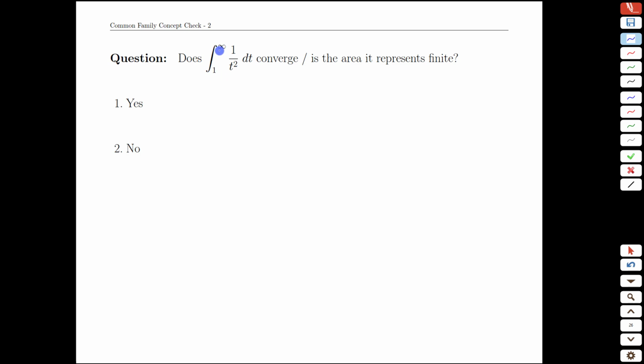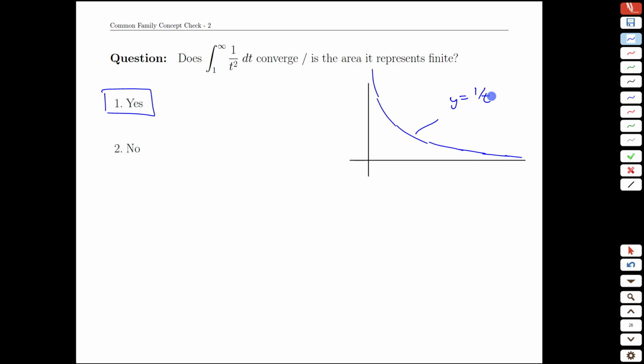Now consider the integral from 1 to infinity of 1 over t squared. Is the area underneath that, or represented by that integral, finite, or does that integral converge? Pause the video and take a moment to think about that. All right, the answer here again would be yes. And we can think about that through the calculation, but we've already seen that before. Let's remind ourselves just of what the criteria was, though. If we have the graph of y equals 1 over t, its area, represented by the integral from 1 to infinity, would not be finite.